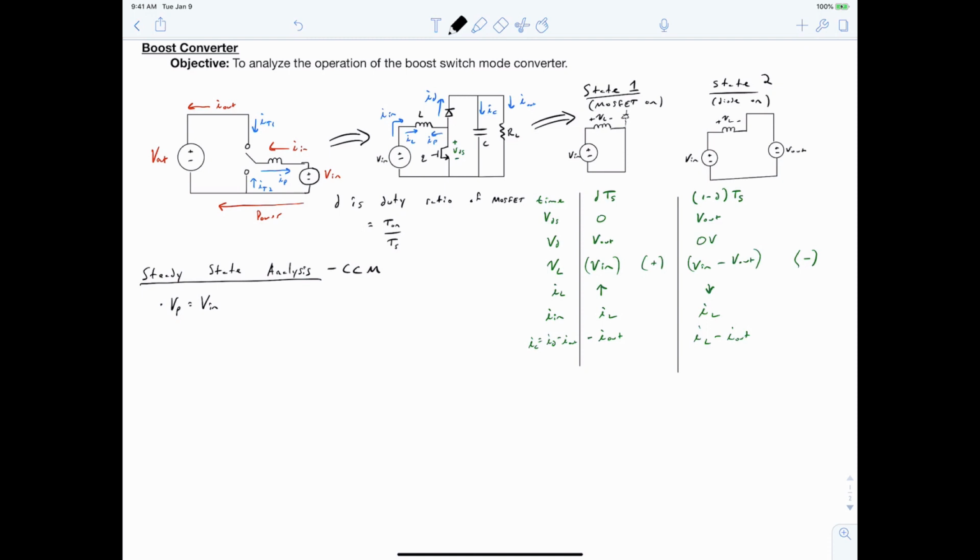I want you to relate the input voltage of the converter to the duty ratio of the converter and the converter's output voltage. Recall that the duty ratio, we defined it previously as being the duty ratio of the MOSFET. That's the time that the MOSFET is on over the switching interval, or in other words, state 1. So take a second now, pause the video, and complete the expression that I started here. Vin is equal to some function of the duty ratio times the output voltage. Press play when you're ready to resume.